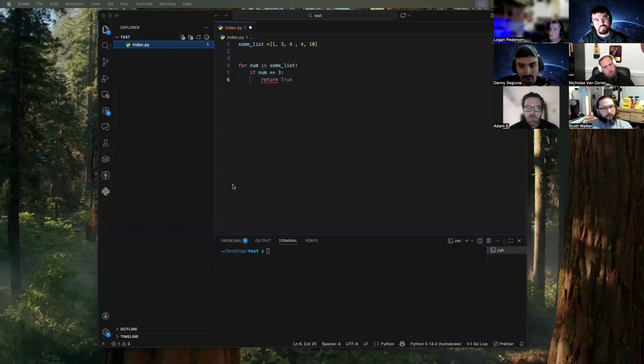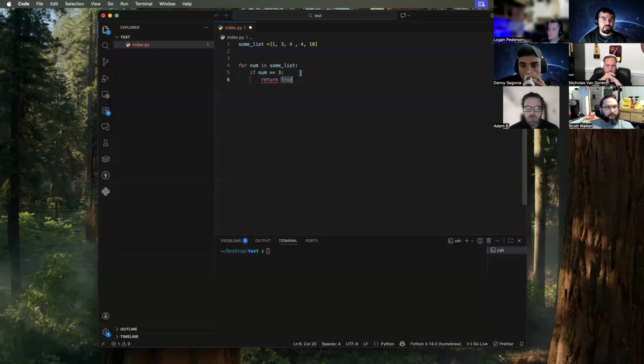Why? Because you're just iterating through a list. Yeah, you're just iterating through a list, right? And you're ultimately going to check every single element, check if that number is 3. If it is, you're just going to return true, right? Be very, very careful on what your conditionals do.